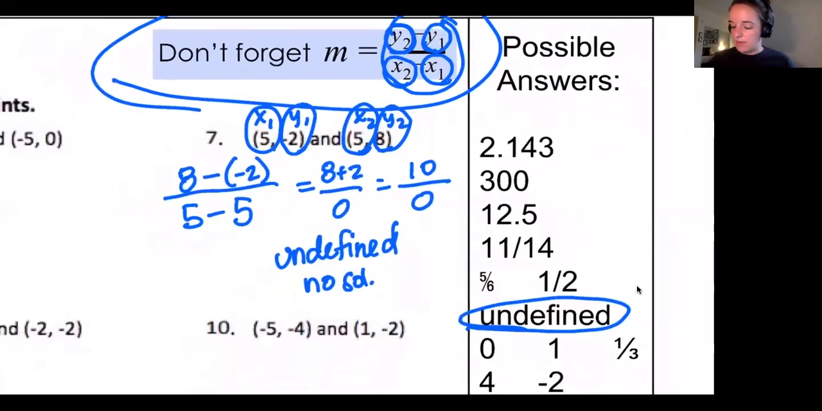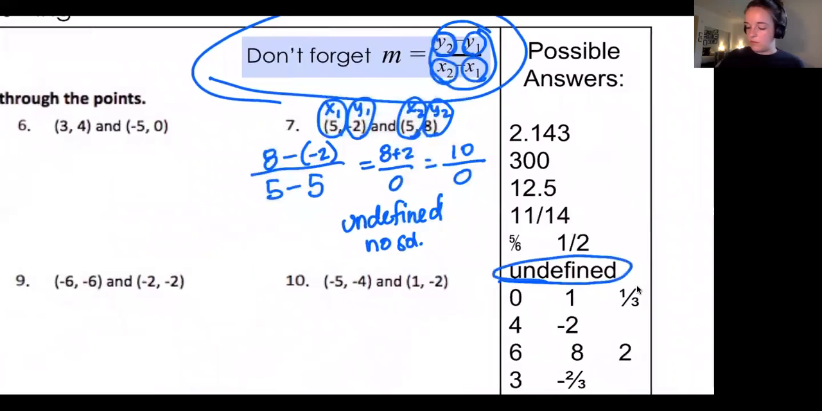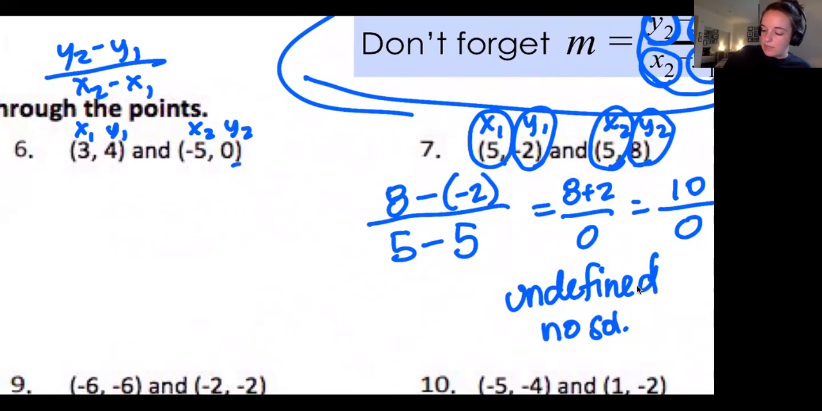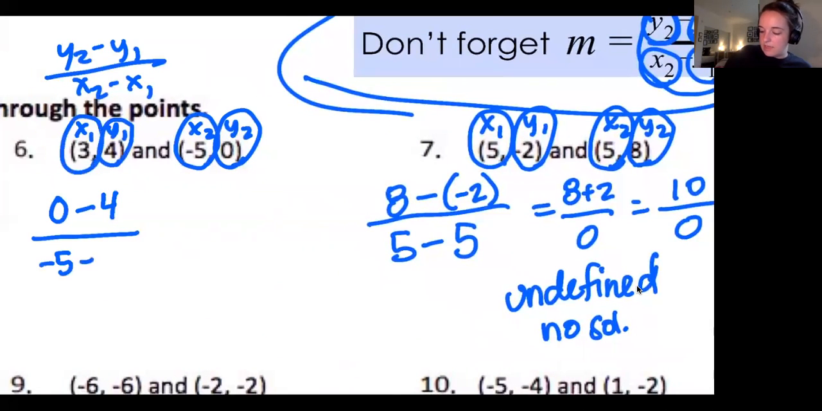Let's do one that has an actual number answer. We'll do number 6. So again, I'm going to have x1, y1, x2, y2. So I have y2 minus y1 over x2 minus x1. So y2 would be 0, minus y1 would be 4, over 2, negative 5, minus x1, negative 3. So 0 minus 4, negative 4, over negative 5 minus negative 3, or plus 3, would be negative 8.